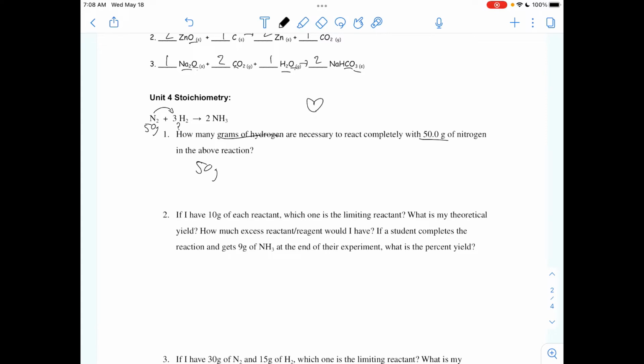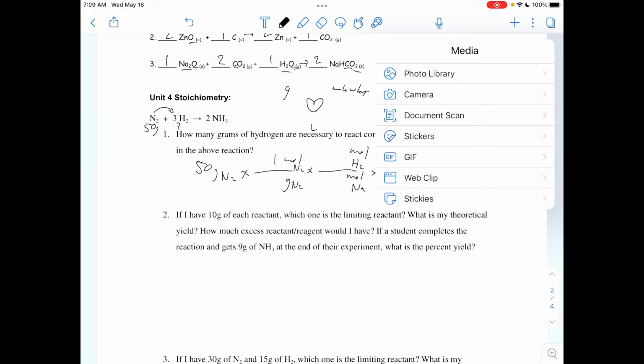Again, to review, the mole heart: we can get grams, we can get molecules or particles, and we can get liters of a gas. In this case, I have 50 grams of N2, so grams of N2 goes on the bottom. I have to get into moles of N2. Then from moles of N2, I use what's called the mole ratio, moles of N2 to moles of H2. And then moles of H2 to grams of H2. These guys are molar masses.